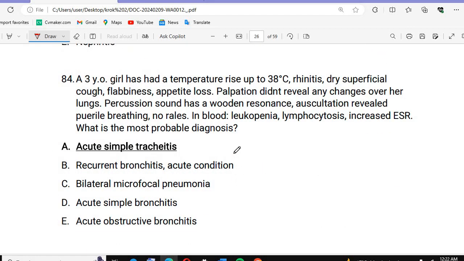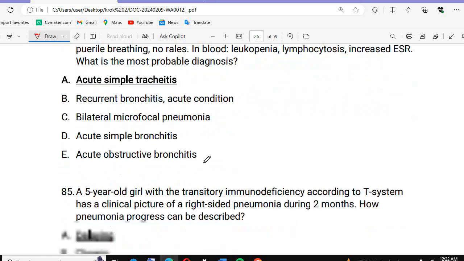Then we have a 30-year-old who has a temperature rise up to 38 degrees Celsius, rhinitis, dry superficial clefts, flabbiness, appetite loss. Palpation didn't reveal any changes over her lungs. Percussion sound has wooden resonance. Auscultation reveals... Okay, leave this question also.